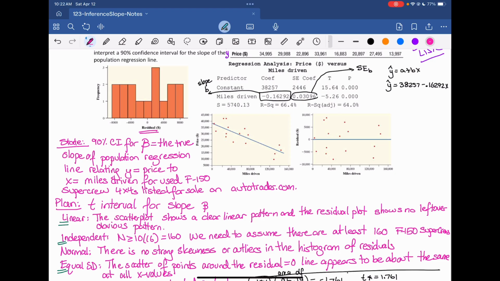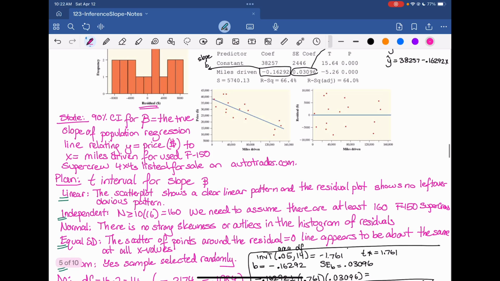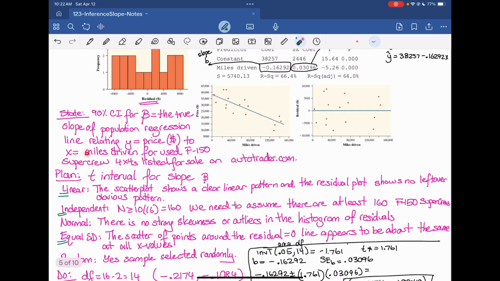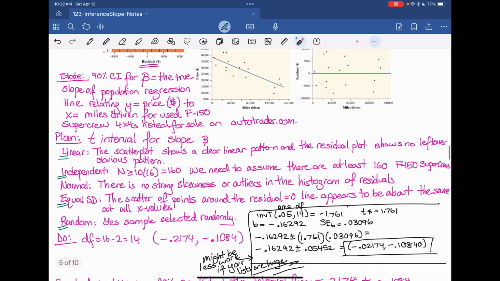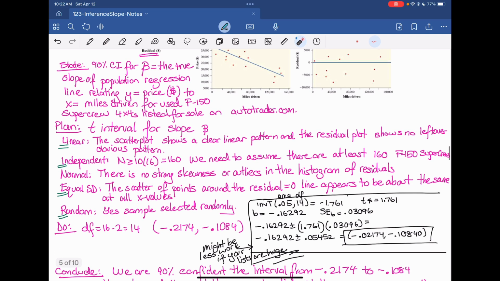As you can see here, we should have added the units for the price, and I forgot in my notes. And for the units for x, since it's miles driven, it's already in the context of the variable. You don't need to write miles again. We're planning to do a t interval for slope. And now we're going to check the conditions, which is extensive.